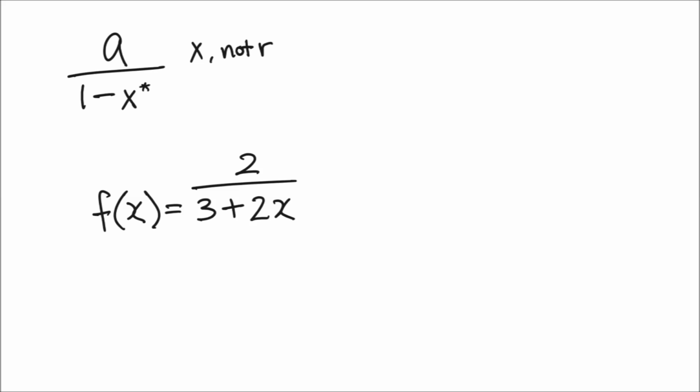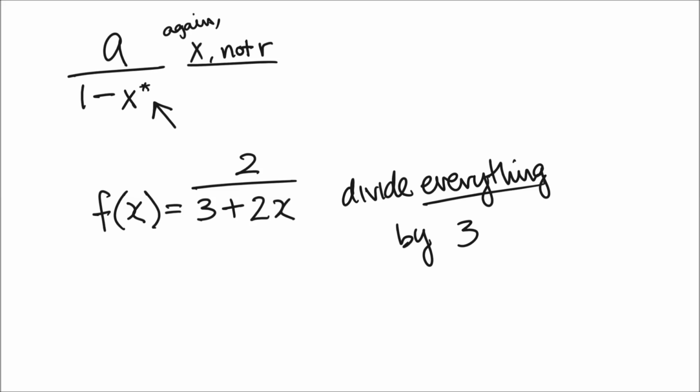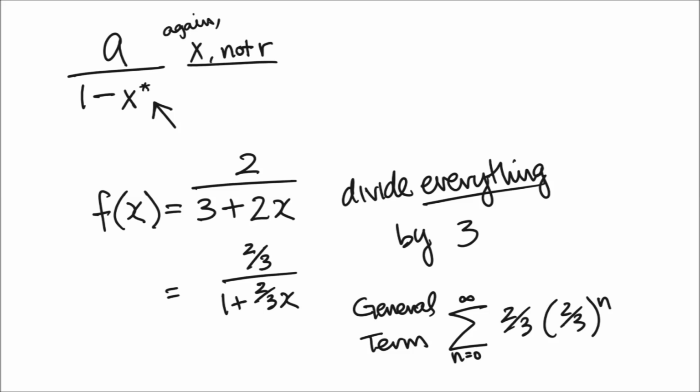Like this example, f of x equals 2 over 3 plus 2x. It's always 1 minus r, so you have to divide the denominator by 3, and you get 2/3 over 1 plus 2/3 x. And then you get this as your general term. That is for when your function is centered at 0.